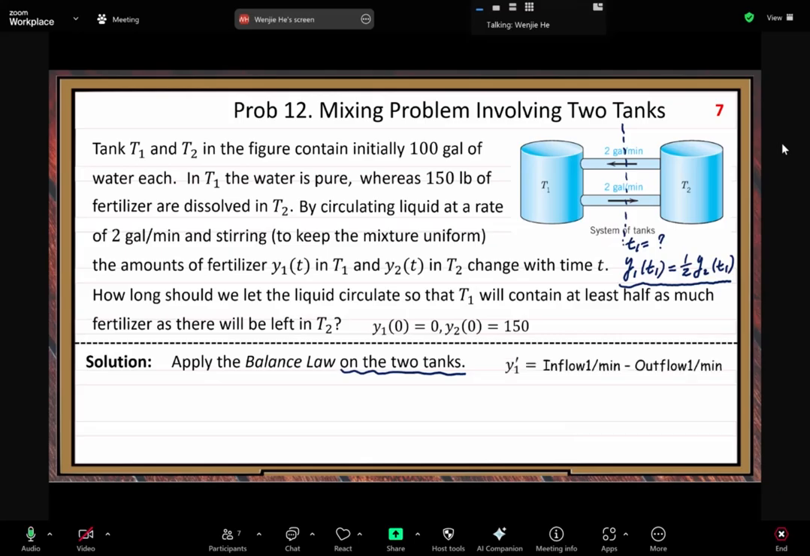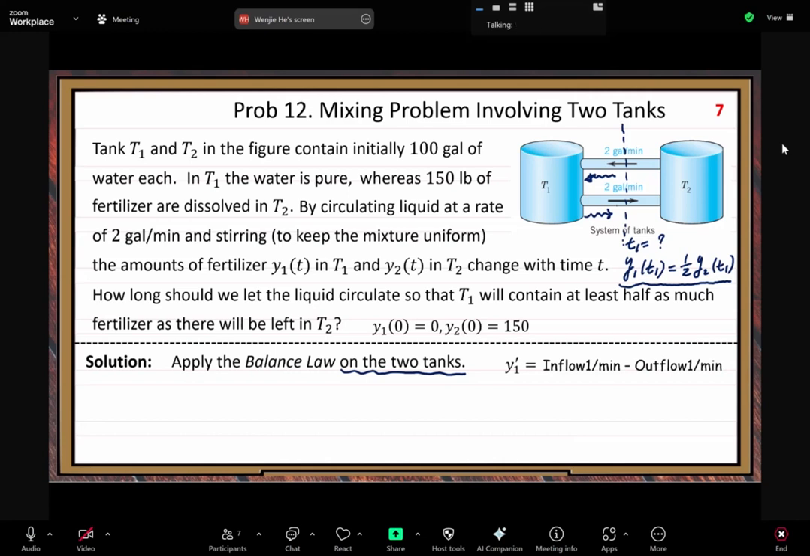So let's do the T1 equation first. For the T1 equation, we need the balance law version: y1 prime equals inflow rate minus outflow rate with respect to T1. With respect to T1 inflow, that's this part, right? And this direction. With respect to T1 outflow, that direction.